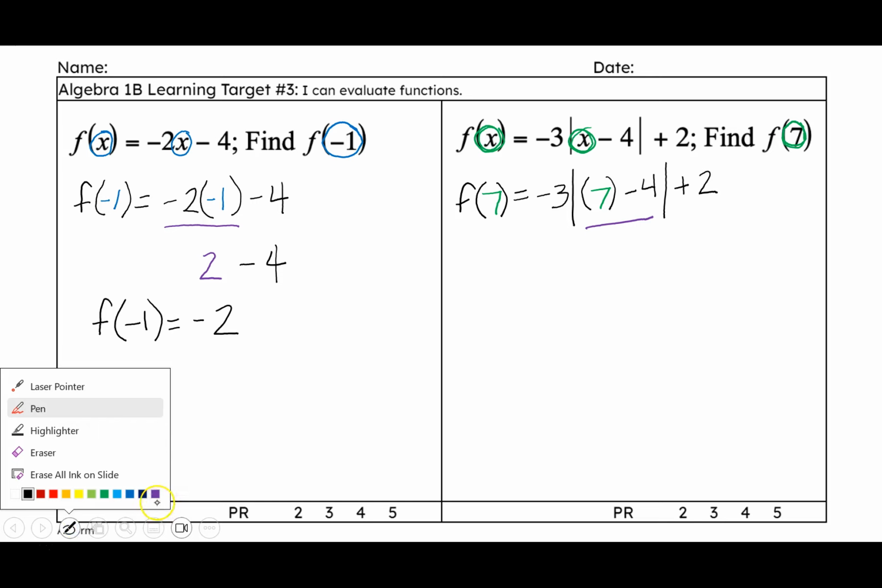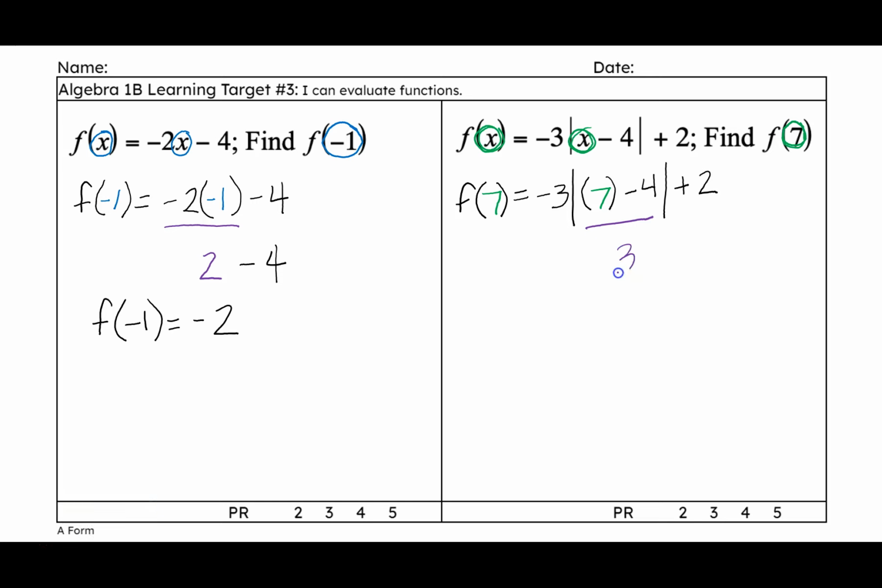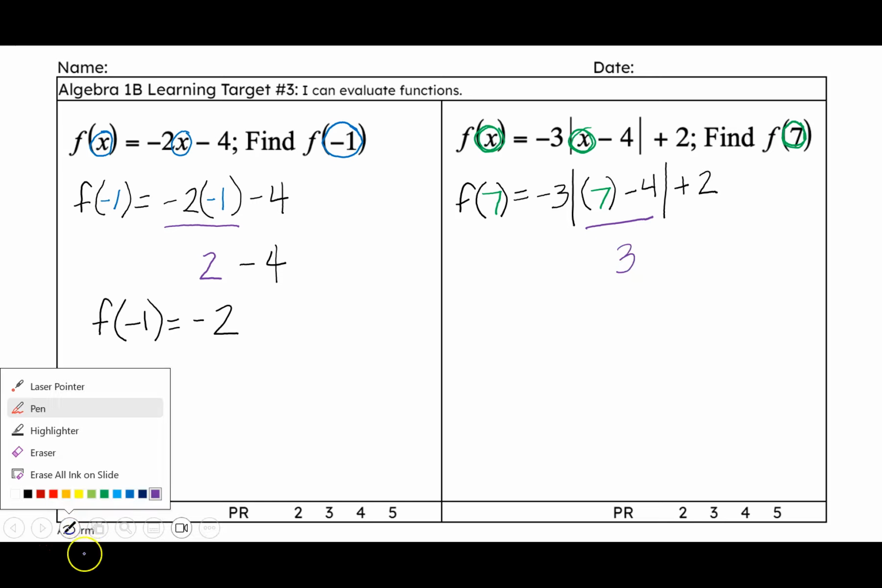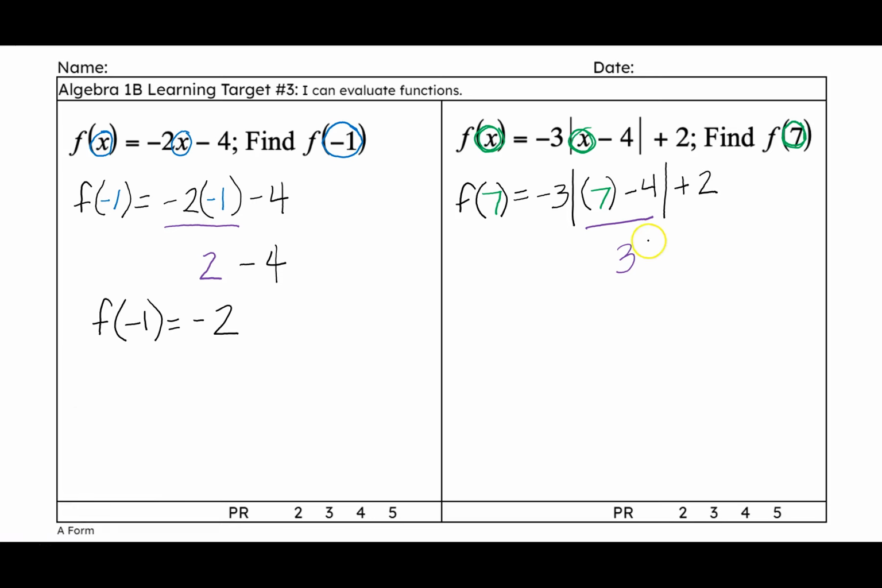Oops, wrong color. Here we go. That's going to get us a 3. But we still need to bring everything else down and do all of those other things. All right, so I've got 3 other things to do. I need to take the absolute value, I need to multiply by -3, and I need to add 2. So let's do that absolute value of 3 first.